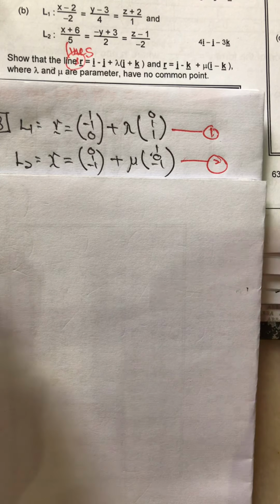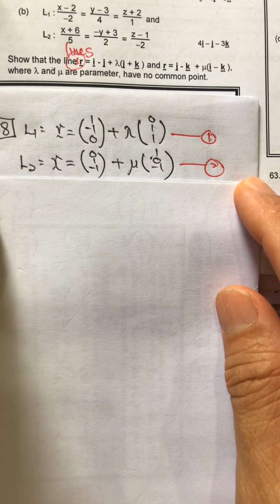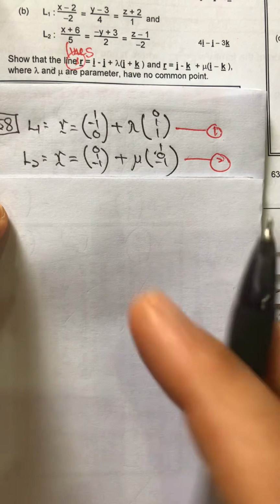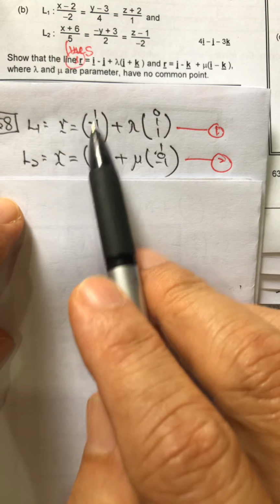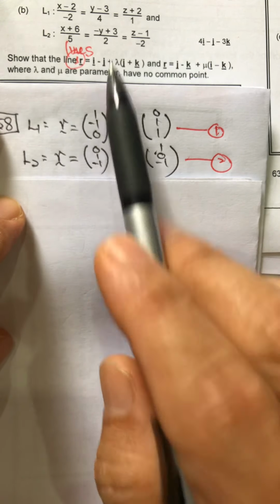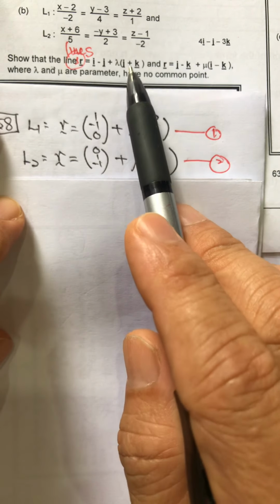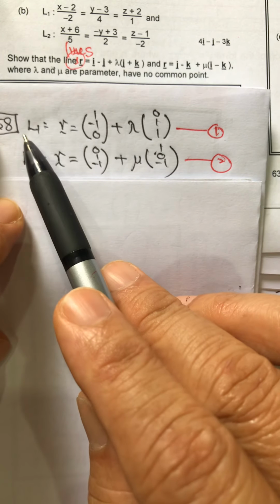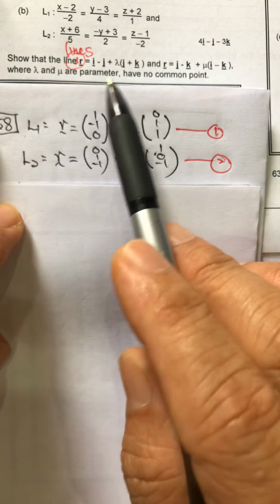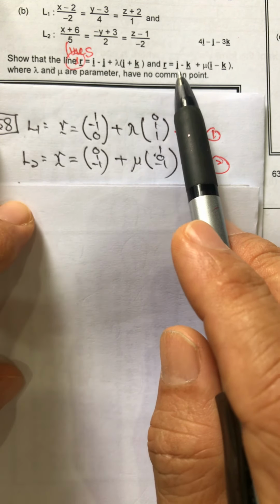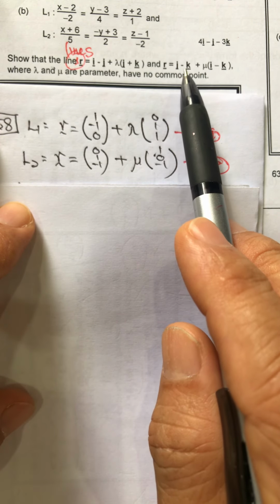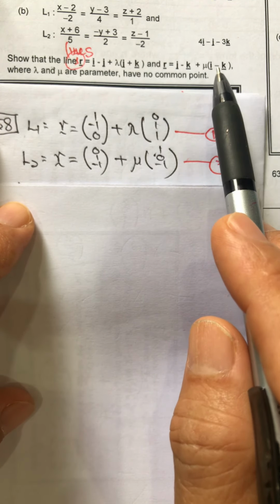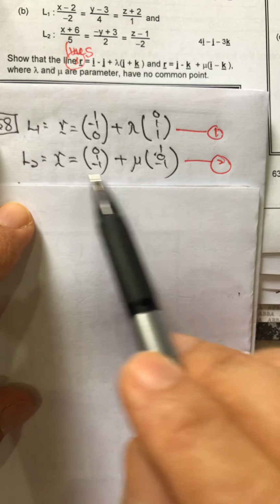Okay, look at question 58. You are given the two lines. I copy them here in this form: (1, -1, 0) plus lambda, and then this one is (0, 1, 1), so i is 0, j is 1, k is 1. I call this one line L1. And then the other one, r = (x, y, z), is (0, 1, -1) plus mu times (1, 0, -1).